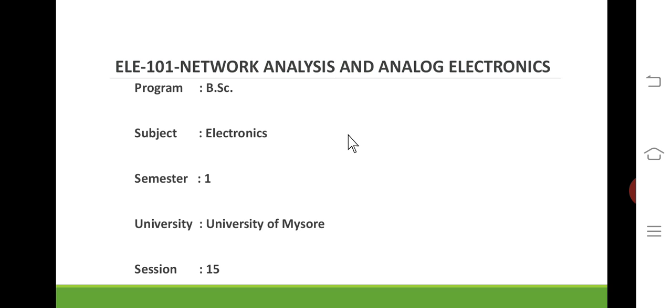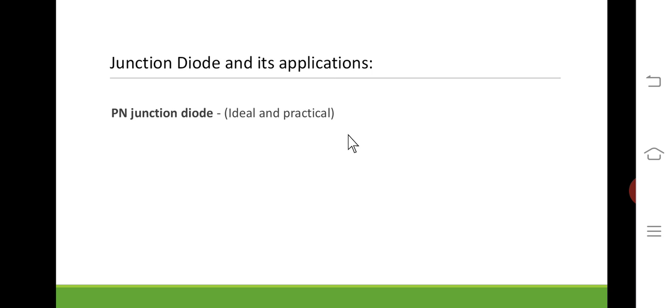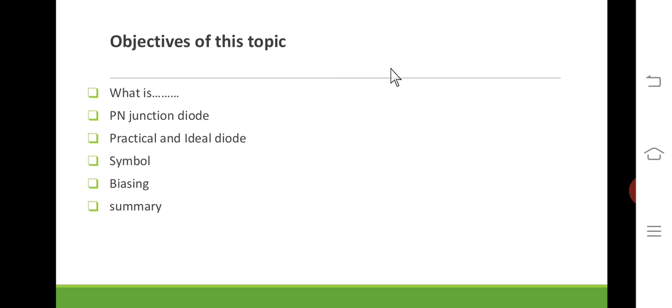Okay, in this session, we are going to study what is PN junction diode under the heading junction diode and its applications. Okay, so what are the objectives of this topic? In this, you are going to study what is PN junction diode, practical and ideal diode, its symbol, and what do you mean by biasing. Finally, you are going to study the summary of today's topic.